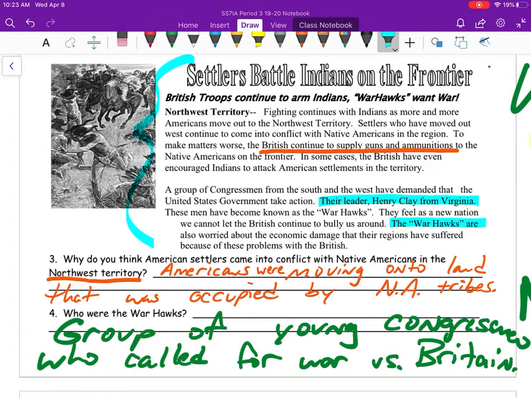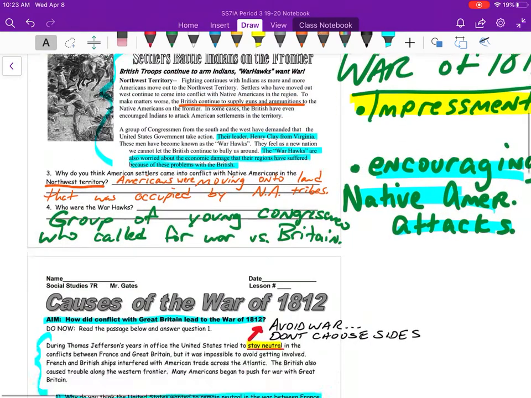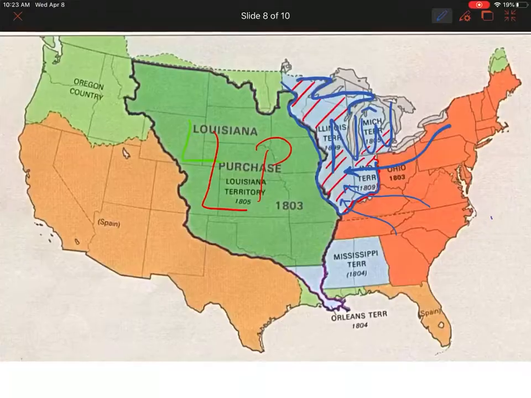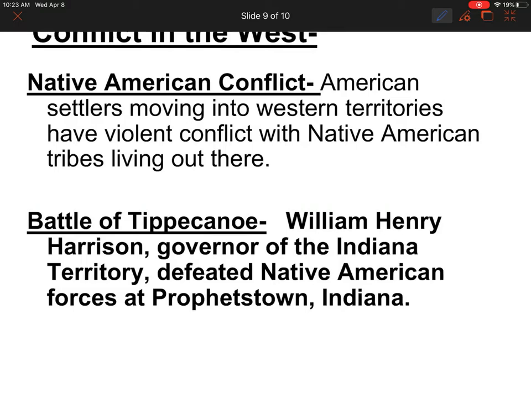And they were worried about the economic damage that their region had suffered because of problems with Britain, and they're calling for war. So by tomorrow's lesson, we will learn about the United States declaring war on Britain in 1812. Right now, let's go back to the definitions on your worksheet. We're going to move down here now, and we're going to begin to talk about the conflict in the West.